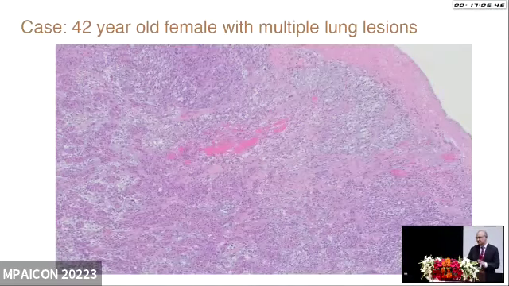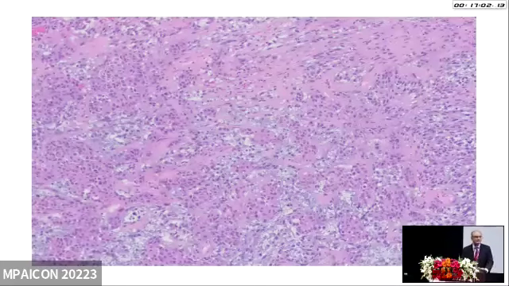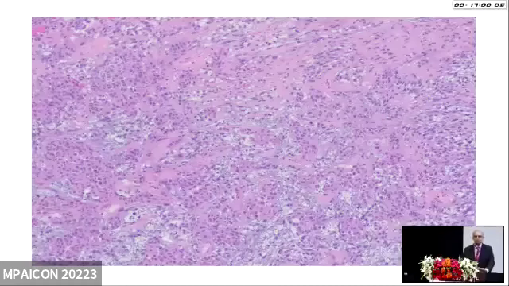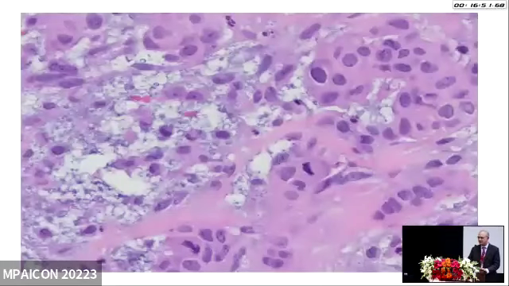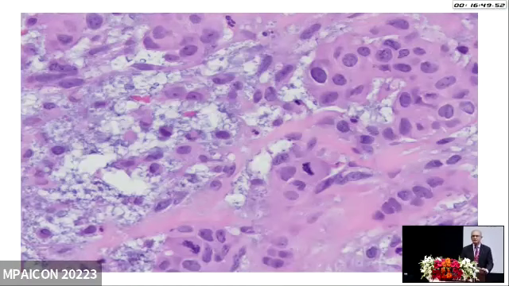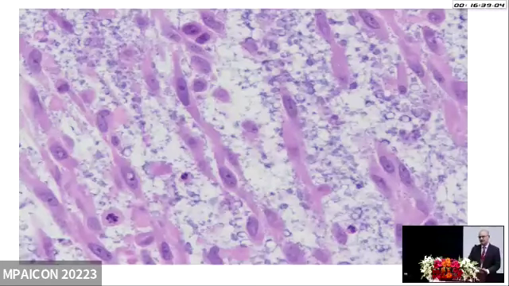And this is what it looked like at low power. This was a well circumscribed lesion. At low power, it looked like a lot of epithelioid looking cells. These had a mild to moderate pleomorphism. The background had some mucinous material. So I thought, okay, this is another case of lung adenocarcinoma, which is the commonest malignancy that I see in my practice. So I ordered my usual stains and biomarkers, and they were all negative.